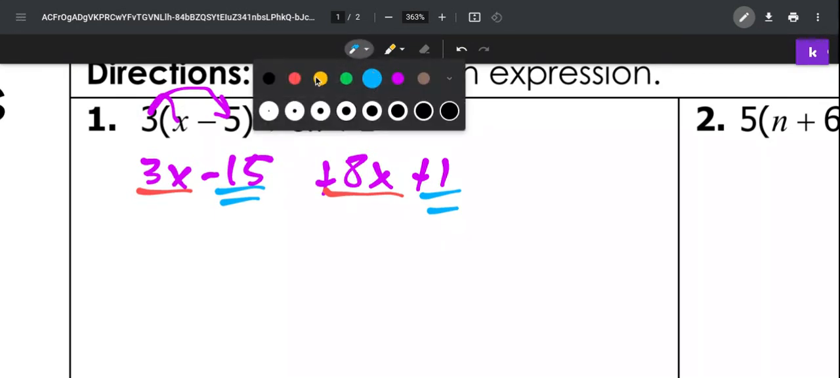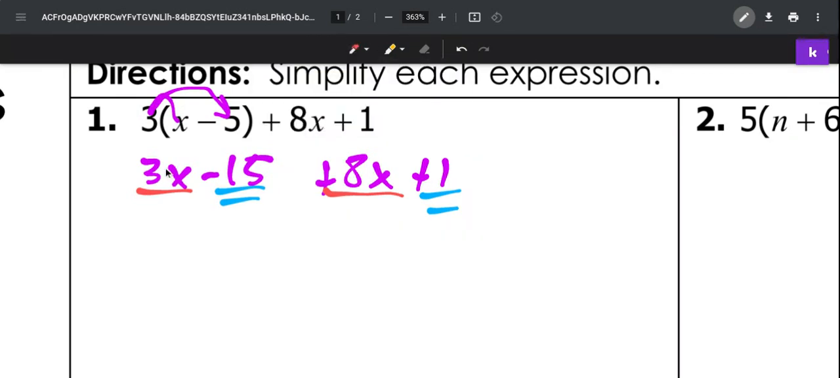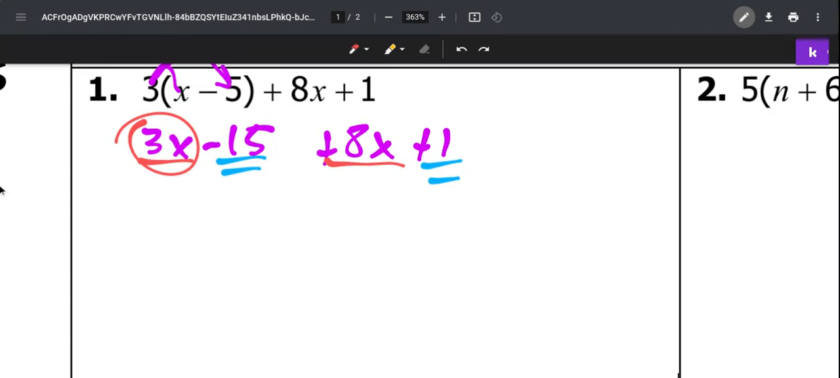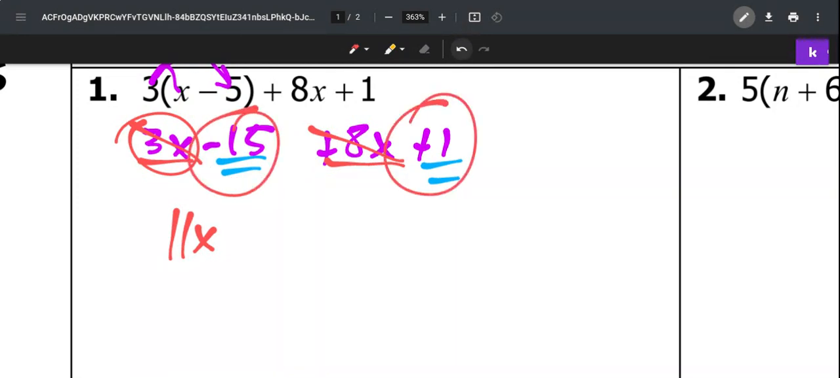So if you remember, we can just cancel out or cross out anything that we use. So 3x, and then this sign to the left of 8x goes with 8x, and it actually tells you what operation to do here. It tells you to take 3x plus 8x, so that would give us 11x. Now those are finished. Now we need to pay attention to this. This is a negative 15. So we are taking negative 15 and we are adding 1.